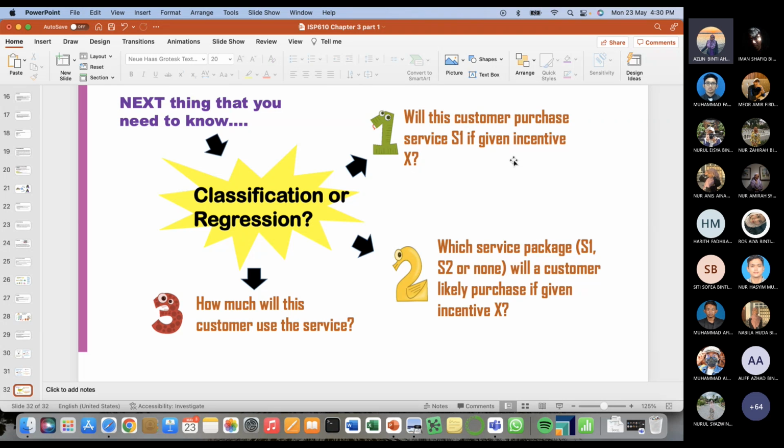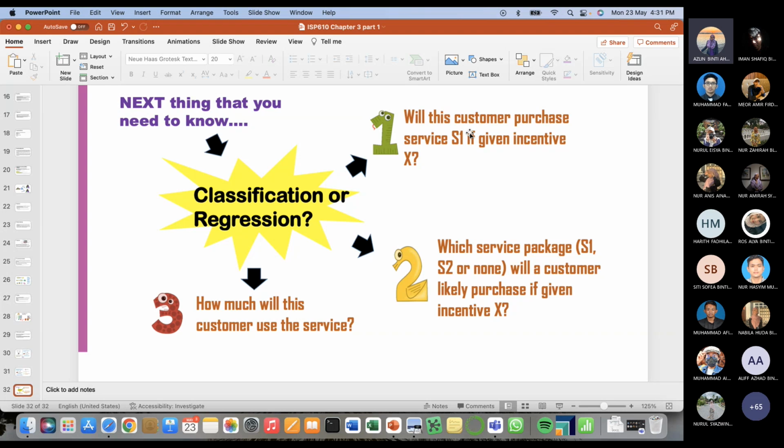Regression. Kenapa you cakap regression? It doesn't seem like classification. Kan dia nampak macam classification because you have to target. Betul tak? Sebab customer purchase service S1 if given incentive X, so it's either yes atau no. Oh, okay. Kalau macam tu, then classification lah. Kalau you kata regression tadi, kenapa? Tak, because dia macam process of elimination lah. Mungkin bukan classification, jadi dia ada answer is regression lah.